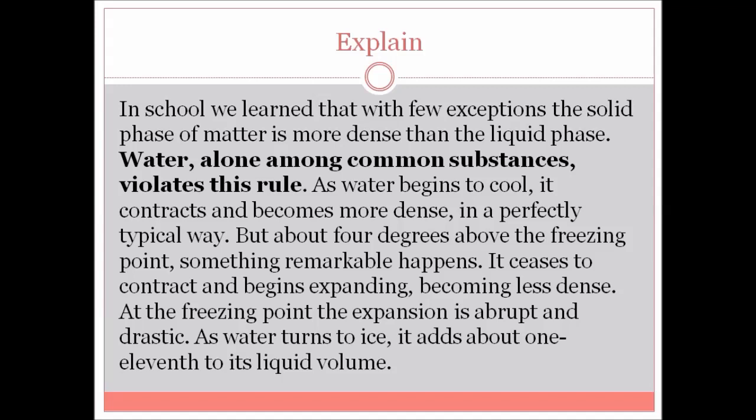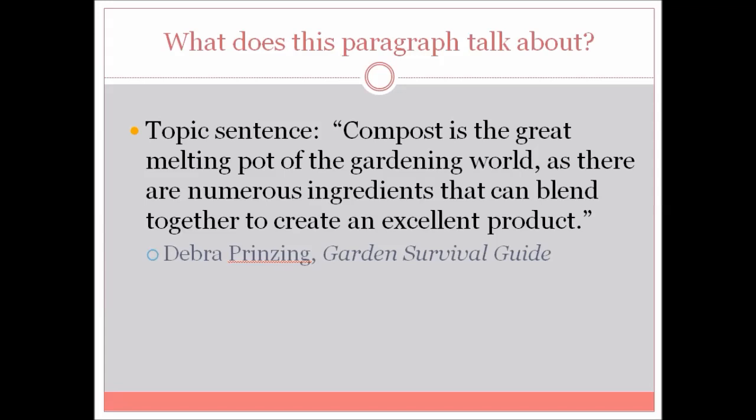Let's try an exercise. If we start with a topic sentence, this comes from a book called The Garden Survival Guide. The topic sentence is, compost is the great melting pot of the gardening world, as there are numerous ingredients that can blend together to create an excellent product. Pause the video for a moment and just jot down some ideas of what you think the rest of this paragraph will do. Will it explain something? Will it give examples of something? Will it describe something? What exactly is going to be likely to be found in the rest of this paragraph?